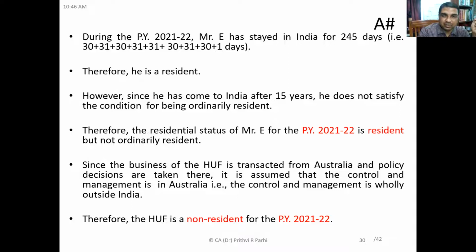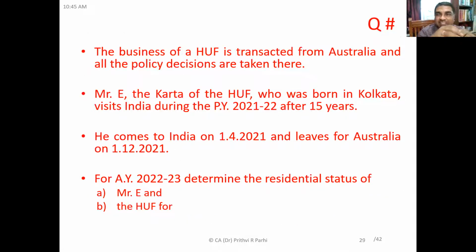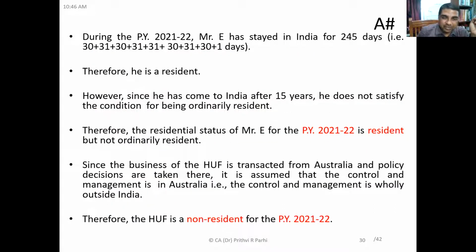Here the question says the policy decisions are taken there, but our income tax provisions refer to control and management. If there is a dispute between these two, where policy decisions are taken at one place and control and management is from another place, then we refer to the place where control and management is taking place. But here, in the absence of additional information, we can assume that control and management is from the place where policy decisions are taken. Therefore, HUF is non-resident, and Mr. E is resident but not ordinarily resident.